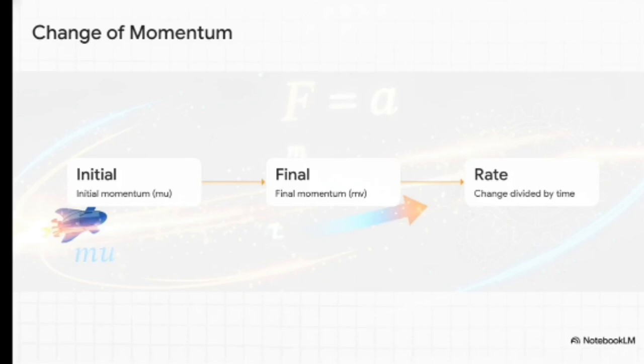If you calculate the difference between the final momentum and the initial momentum, and then divide that by the time it took to change, you get the rate of change of momentum. And that gives you the exact amount of force applied. So, force equals mass times acceleration.